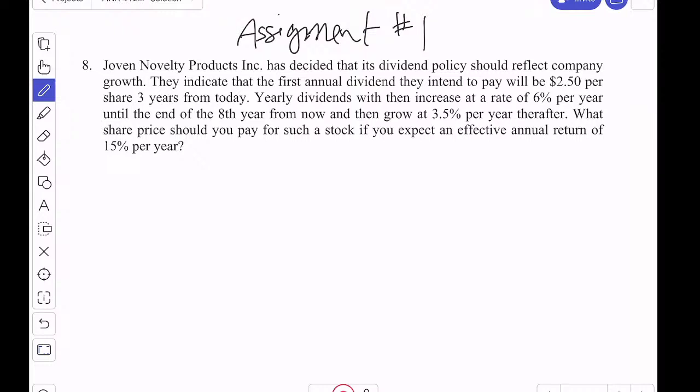Jovan Novelty Products has decided, yes, Natalie, you missed some of the answer, has decided that its dividend policy should reflect company growth. They indicate that the first annual dividend they intend to pay will be $2.50 per share 3 years from today. Yearly dividends will then increase at a rate of 6% per year until the end of the 8th year from now, and then grow at 3.5% per year thereafter. What share price should you pay for such a stock if you expect an effective annual rate of return of 15%?